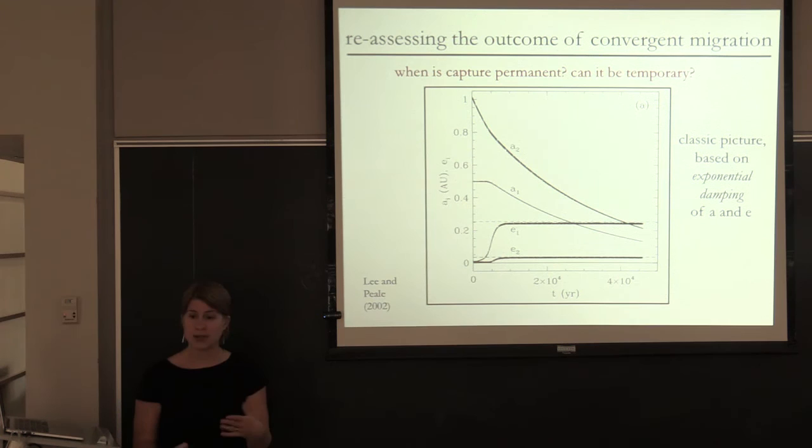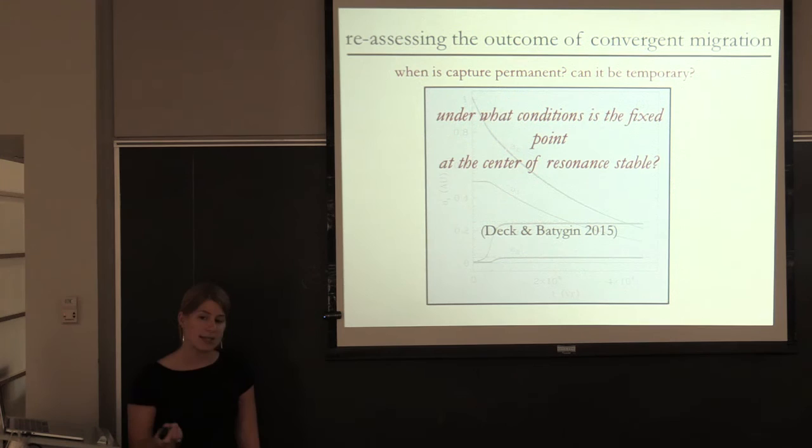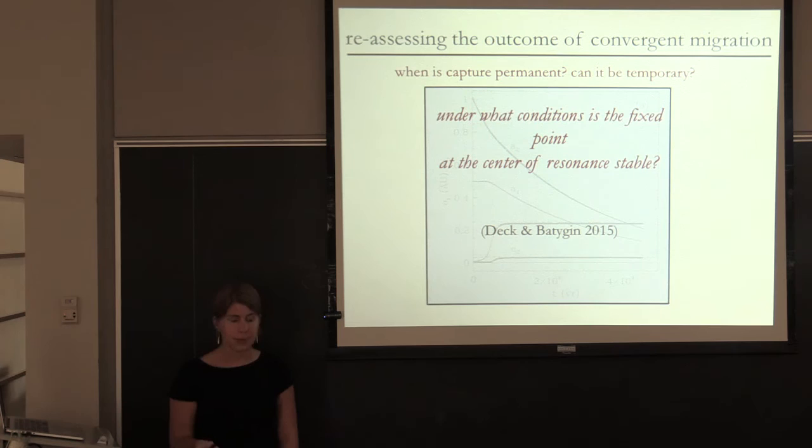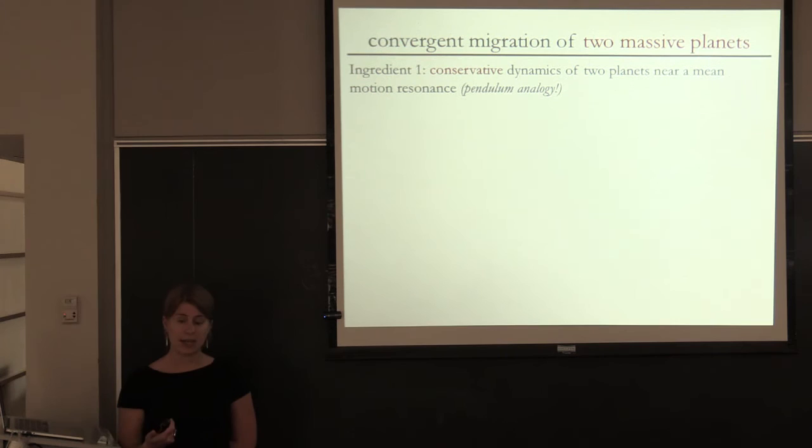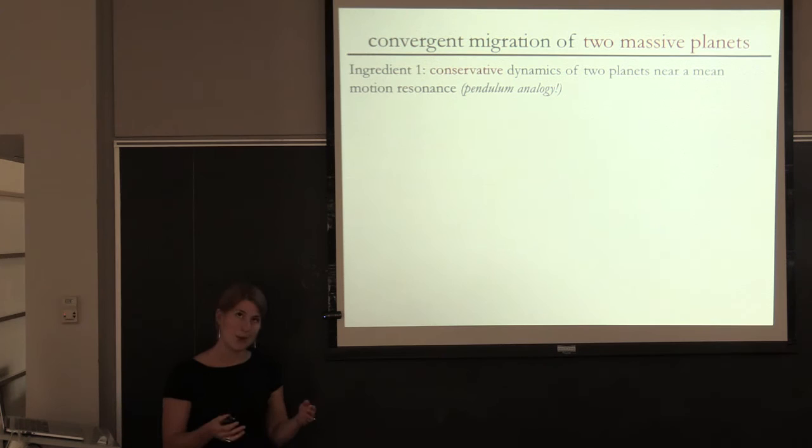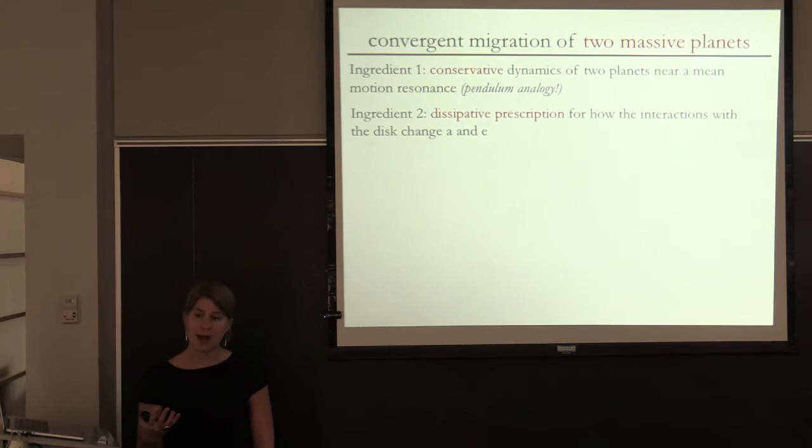Mathematically, the question we were asking is, when is that fixed point at the center of resonance a stable fixed point, and when is it going to be an unstable fixed point? So the problem that we set up was a conservative dynamics of two planets near resonance. That's just that pendulum analogy, that simple model that I described to you earlier. There's also a prescription for how the interactions with the disk change semi-major axis and eccentricity.